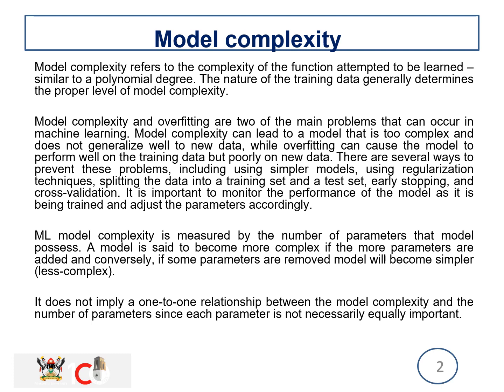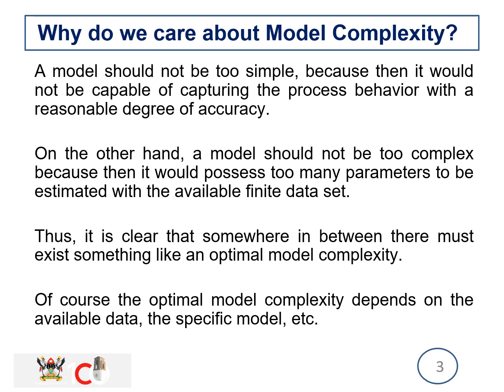ML model complexity is measured by the number of parameters that the model possesses. A model is said to become more complex if more parameters are added, and conversely, if some parameters are removed, the model will become simpler, that is, less complex. It does not imply a one-to-one relationship between the model complexity and the number of parameters, since each parameter is not necessarily equally important. So why do we care about this model complexity?